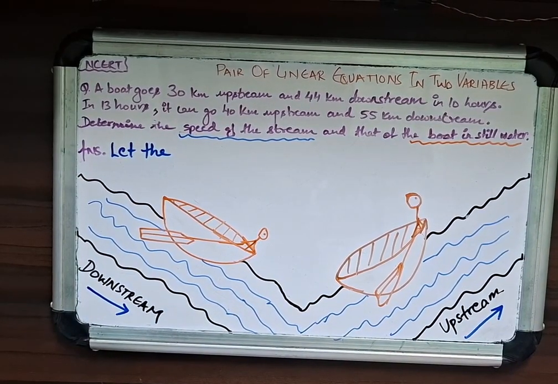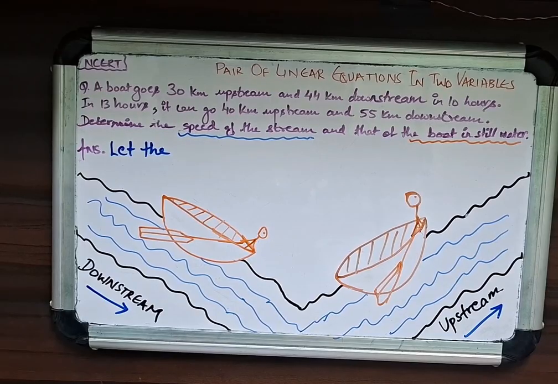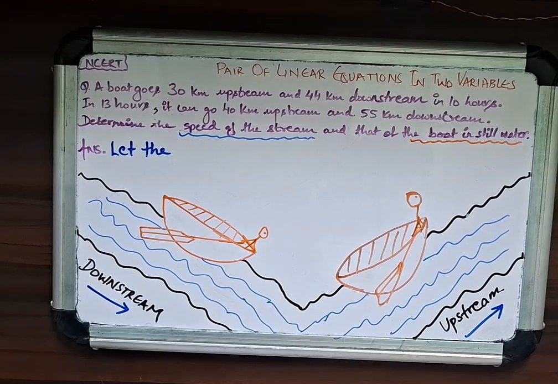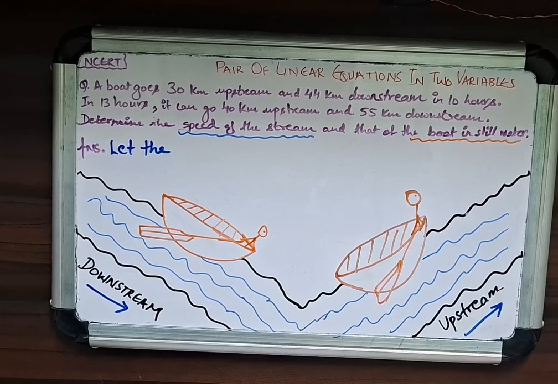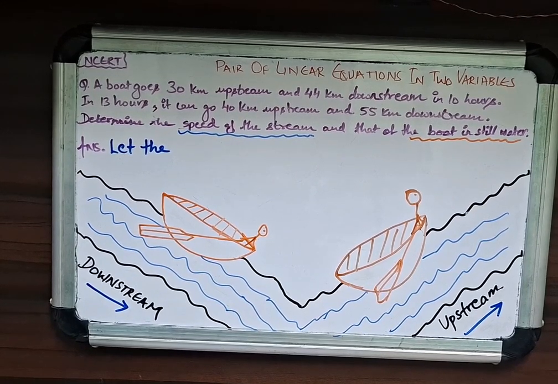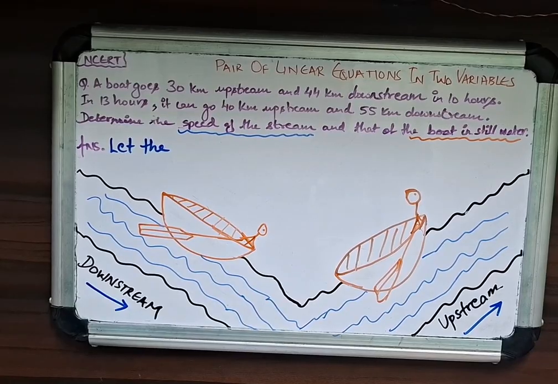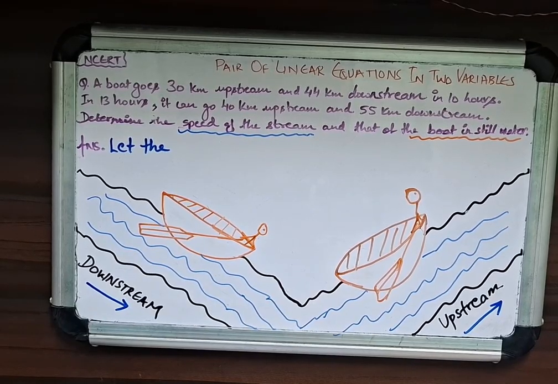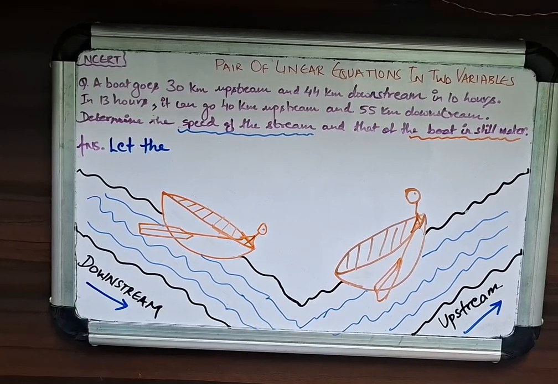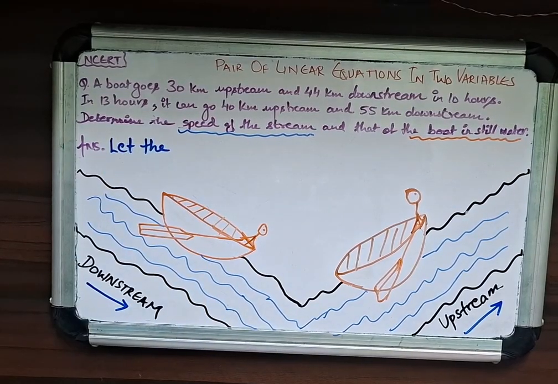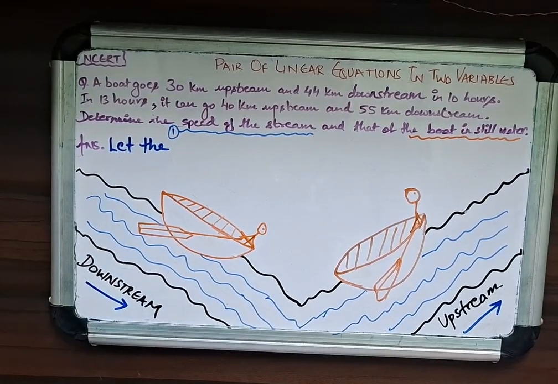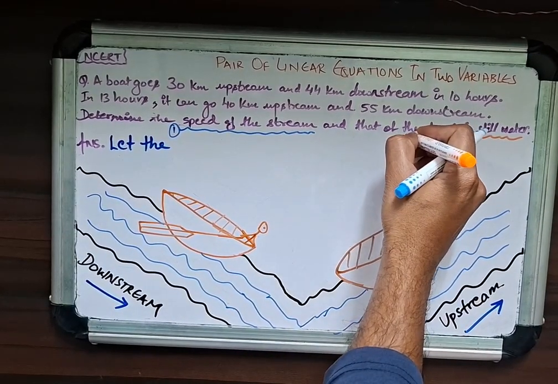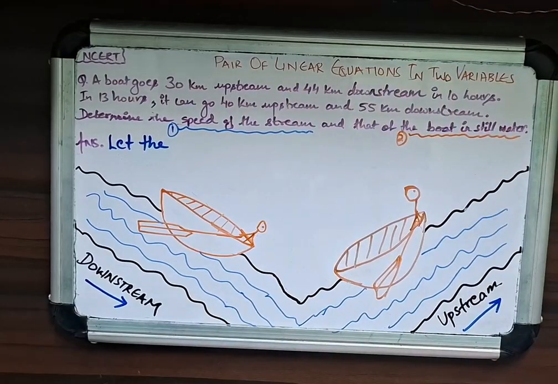So how do you approach this question? The first step is to figure out the unknowns in the question. That is, figure out what the question is asking us to look for. The question is asking us to determine two things. First is the speed of the stream. Second is the speed of the boat in still water.